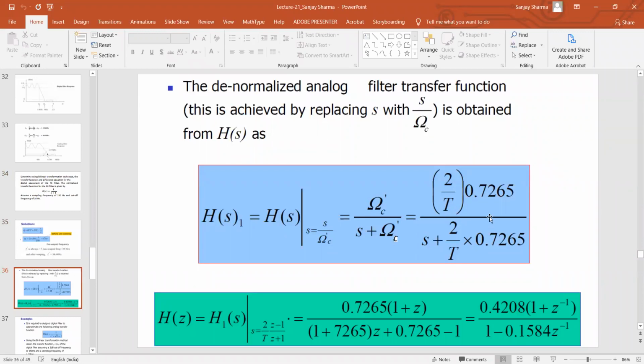You can verify the calculations. Once I do that, I get the required analog transfer function. Now I apply the bilinear transformation. Replace this s with 2 by T, (1 minus z to the power minus 1) by (1 plus z to the power minus 1). Once I do that, I will get the transfer function in the digital domain.